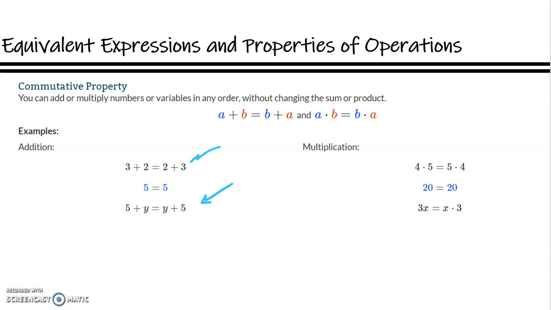And here. So numbers, 3 plus 2 or 2 plus 3, either way you get 5, and you can either write an expression as 5 plus y or y plus 5. Same thing with multiplication. Notice that it says add or multiply. This does not apply to subtraction or division. It only is for addition or multiplication.